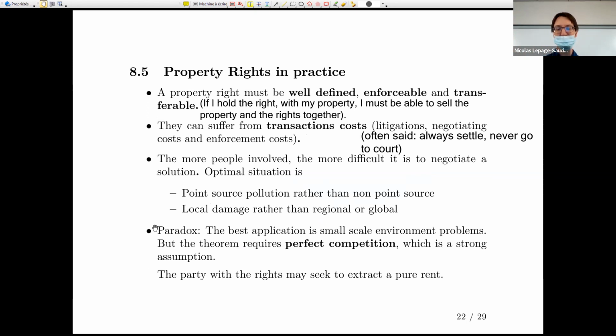Yeah, so conclusion, this is a major assumption of the model. So that's what we mean by extract pure rent.